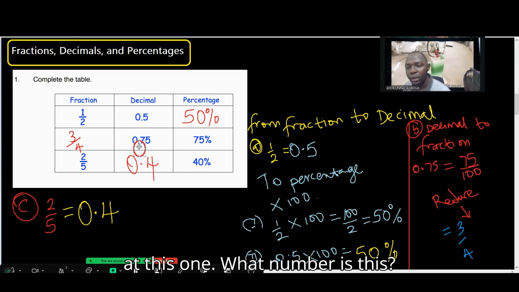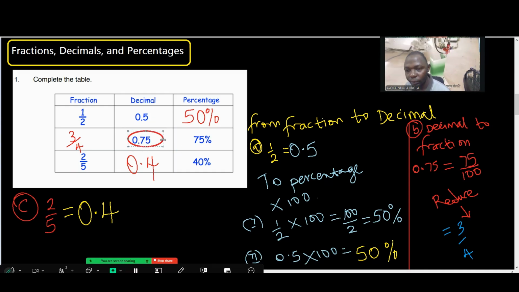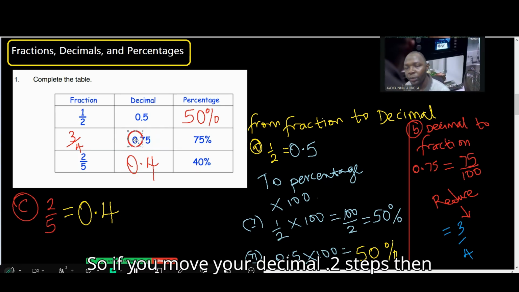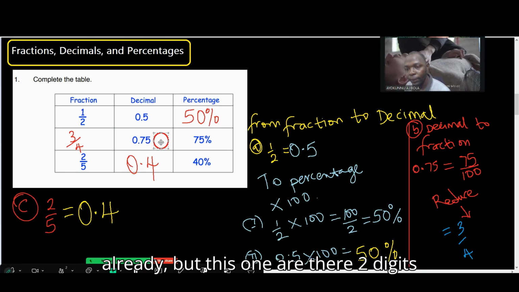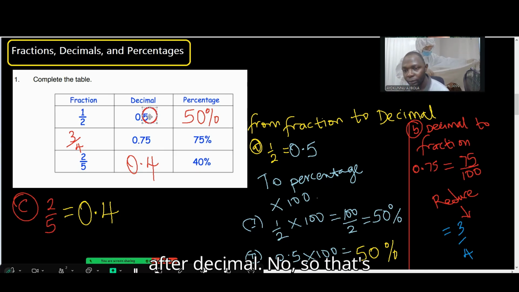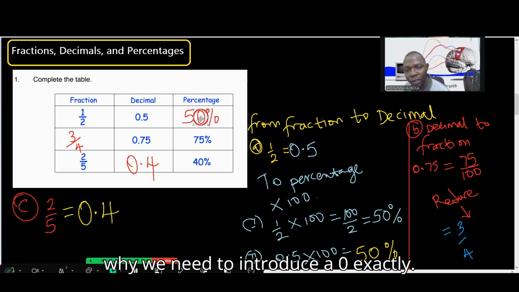Look at this one. What number is this? 0.75. Now you want to multiply by 100. So if you move your decimal point two steps, then you get 75. You don't need to put any zero because there are two digits already. But this one, are there two digits after the decimal? No. So that's why we need to introduce a zero.